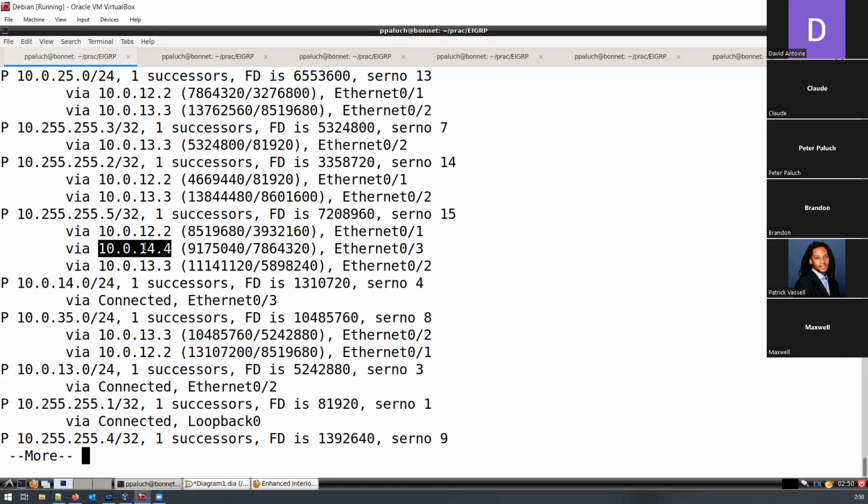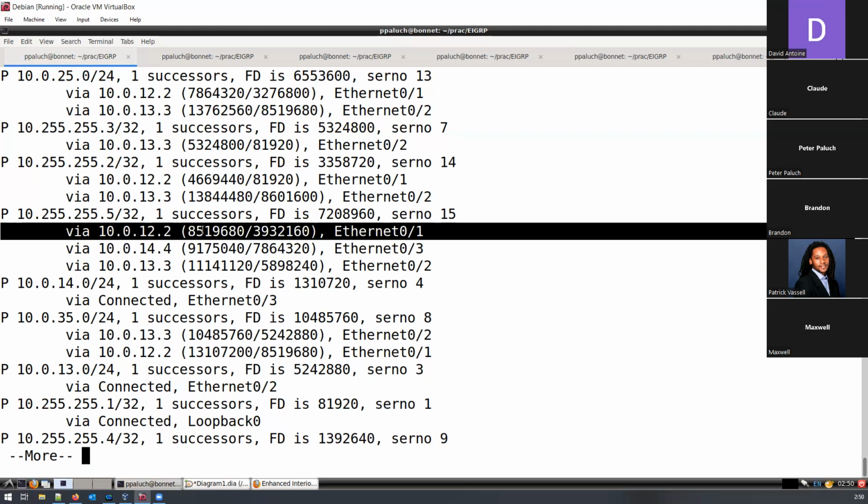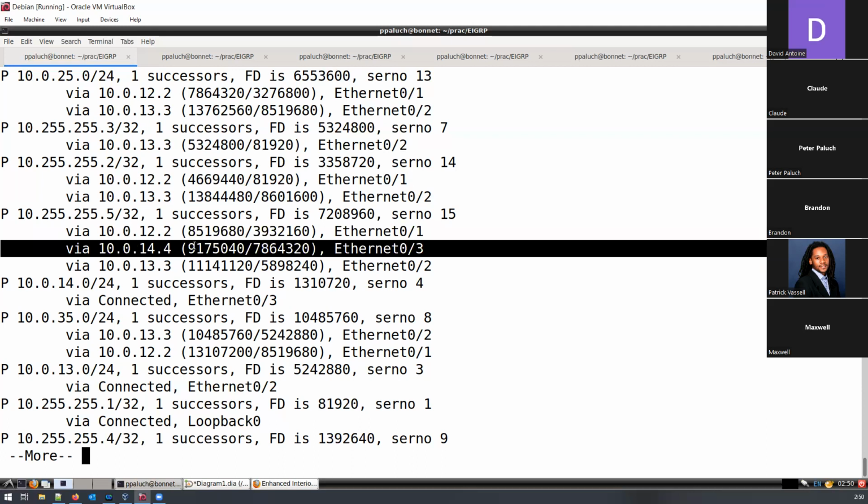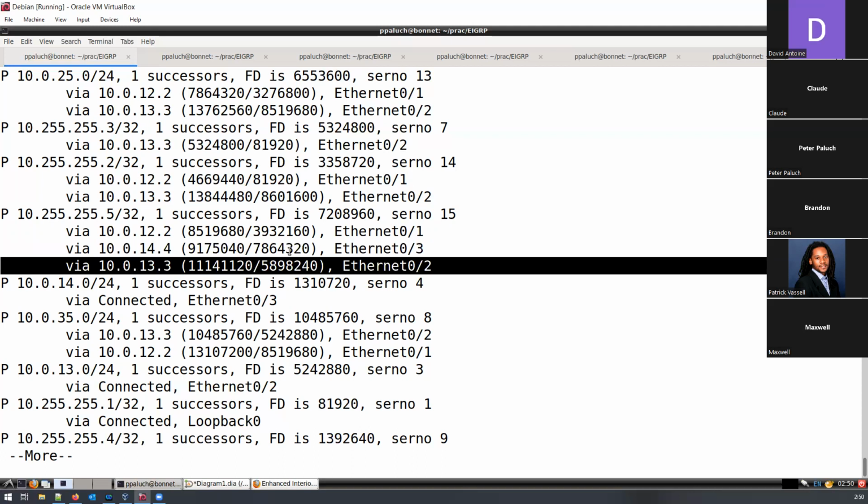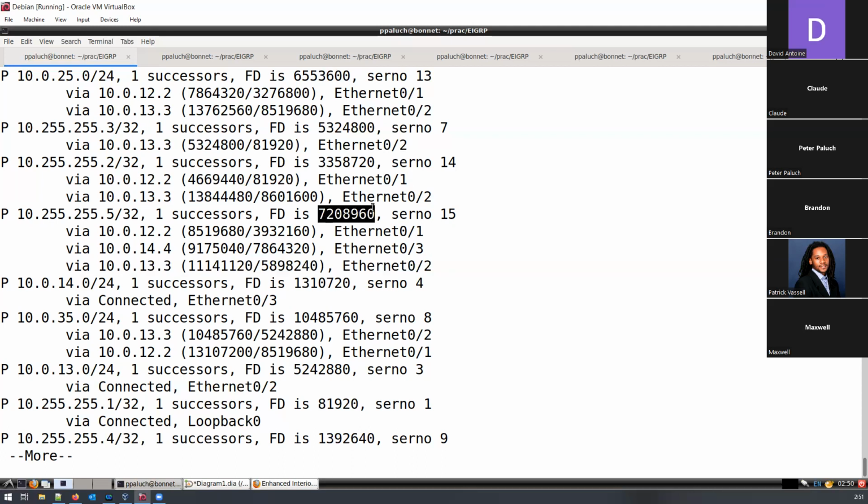Well, the guy here, the four, for example, the way they are sorted here, router 2 provides the shortest path. Router 4 provides the second shortest path. Router 3 provides the third shortest path. But if we were talking about the feasibility condition, then the reported distance of router 4 is not smaller than my own feasible distance. That's why I didn't share it in the output without the all links parameter. And this means that router 4 is not really trustworthy.